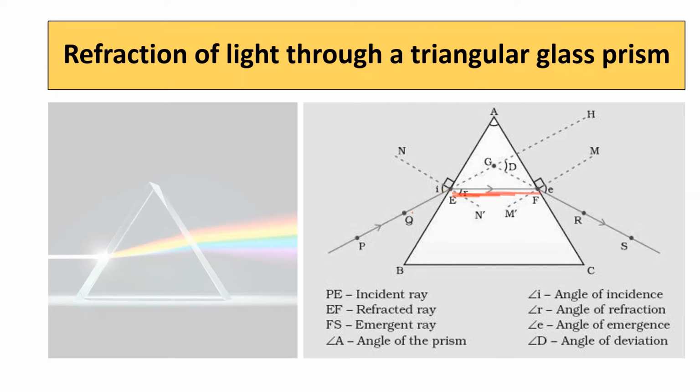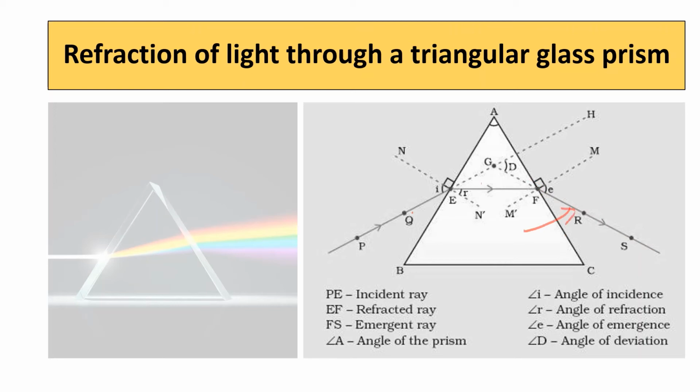EF is the refracted ray. This refracted ray passes through the glass and strikes the other lateral face. That face is AC. It strikes at AC. When it strikes the face AC, the ray is traveling from a denser medium to a rarer medium, from glass to air. The ray which comes out from this face, this ray FS, is known as the emergent ray.